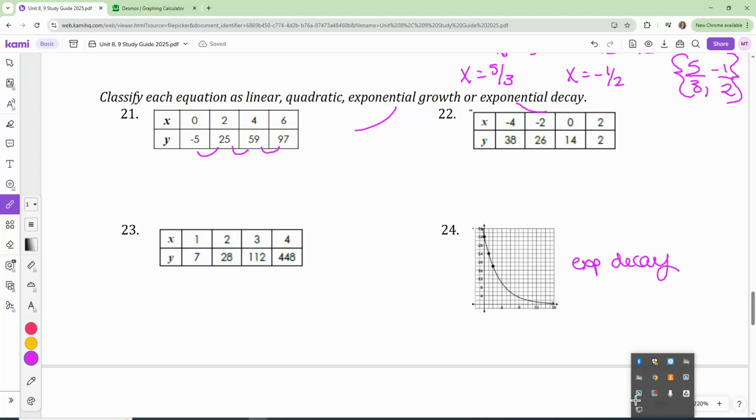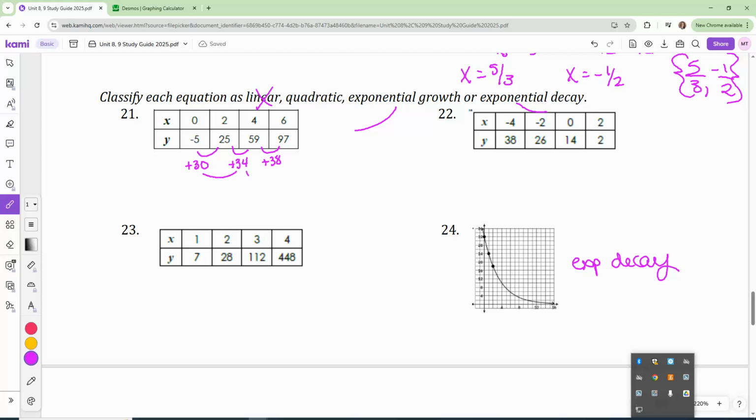Okay, to get from -5 to 25, we can add 30. To get from 25 to 59, we add 34. To get from 59 to 97, we add 38. If it's linear, we have to add the same number every time. So I know right now this is not going to be a linear one.